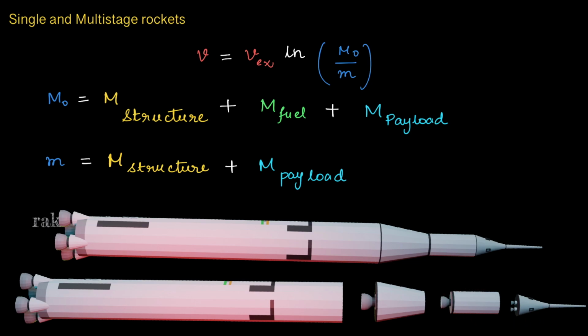So what we are doing in staging is we are removing the unnecessary structure in the rocket, and thereby we are decreasing this mass m. We are removing unnecessary structure and decreasing the small mass m. As you decrease the small mass m, this value increases and this v also increases. If the whole of this rocket, the structure plus the payload, goes into the outer space, we say that it is a single stage rocket. But if parts of the rocket fall off, like these fuel tanks fall off after the fuel gets over, this is called a multi-stage rocket. So this is a single stage rocket and this here is a multi-stage rocket.